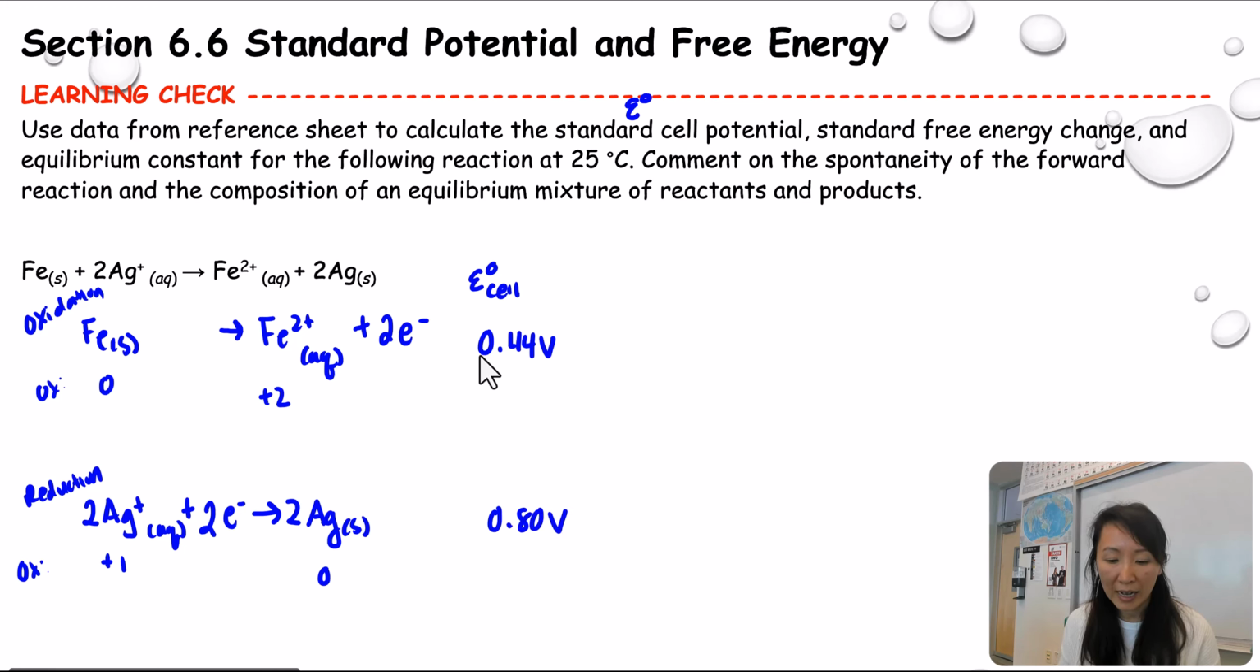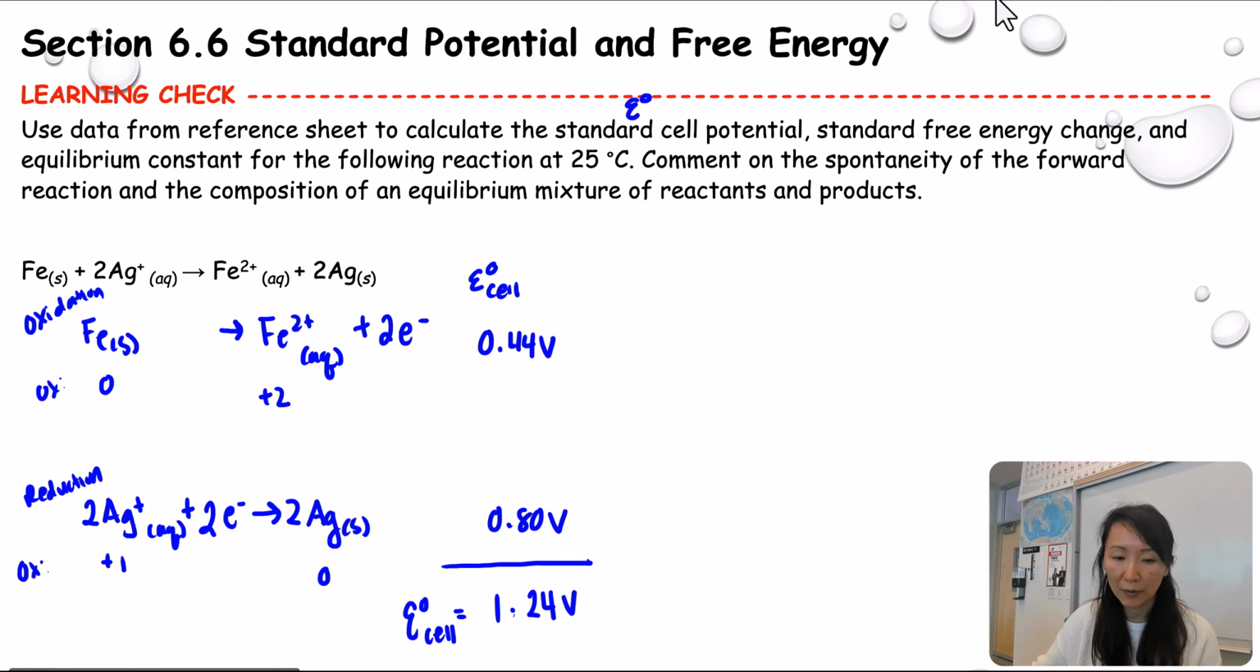Now, go ahead and add these two values together, and you should get 1.24 volts. So my standard cell potential for this reaction is 1.24. So that's my first answer.